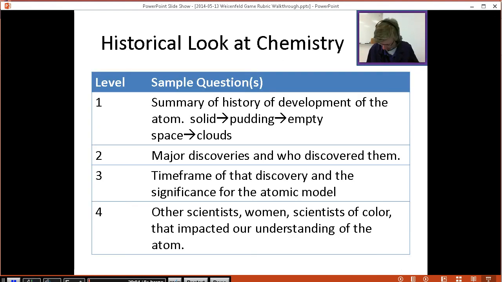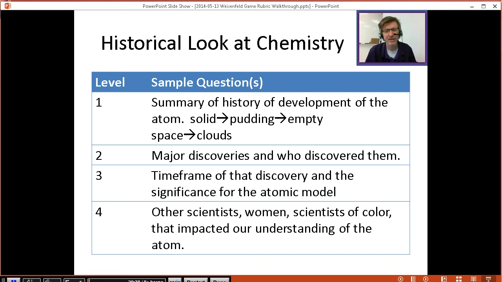All right, historical look at chemistry. This is line 15. Remember that the history of the atom is the history of thinking about whether they were just solid objects, or whether they were kind of puddings, positive with sprinkles of negative charges, or whether they were empty space with electrons whizzing around, mostly empty space with a nucleus in the center, and then if there were clouds of electrons. So you need to know some of that story of how chemistry came along.